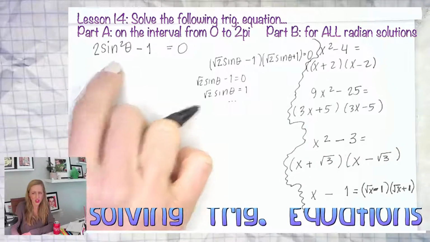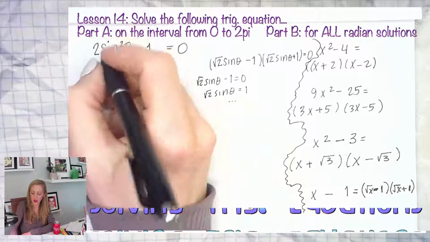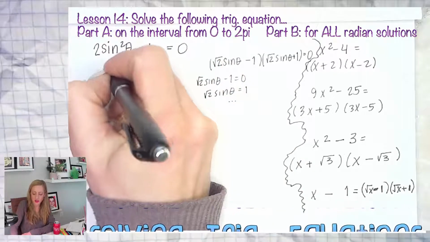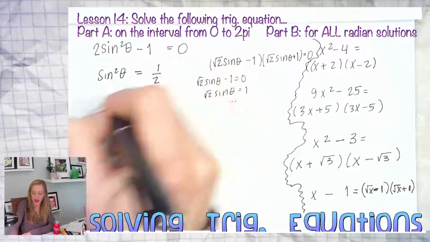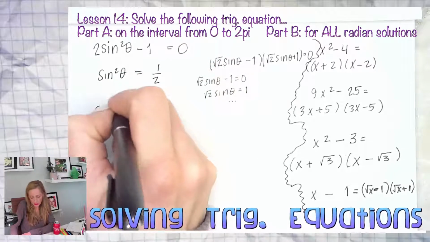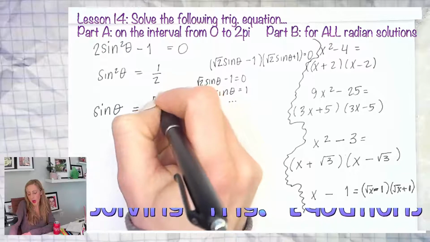The rest of you, did you mostly solve the way I was just describing? Add 1, divide by 2? Yeah. Okay. So if we did that, I'm just going to fast forward. Add 1, divide by 2. We get sine squared theta is a half. Then when we take the square root, I feel like we start losing people.